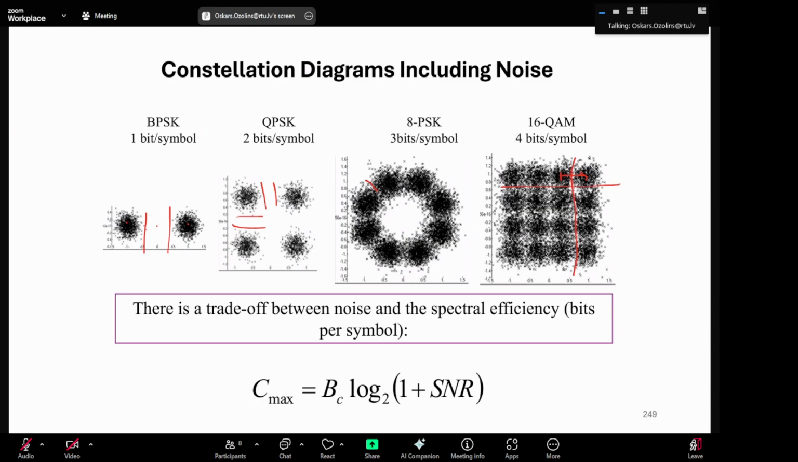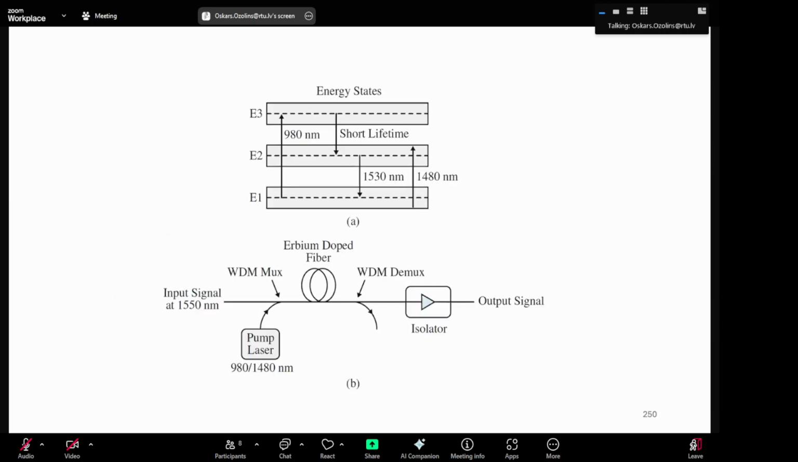So if you have a good signal to noise ratio, then you can go for higher order modulation formats. If you don't, you need to go for lower. So that's one way how to do it. Okay, so I think we already covered quite well the EDFA in previous lectures. So that's one of the ways how to amplify the signal and continue with how to make the links even longer.